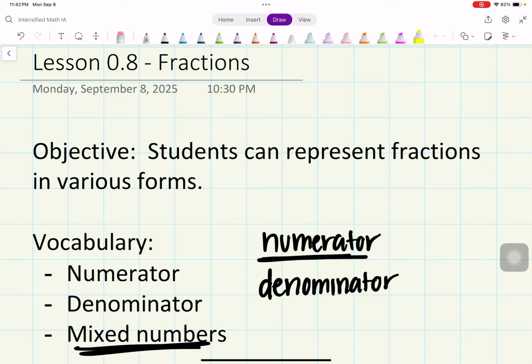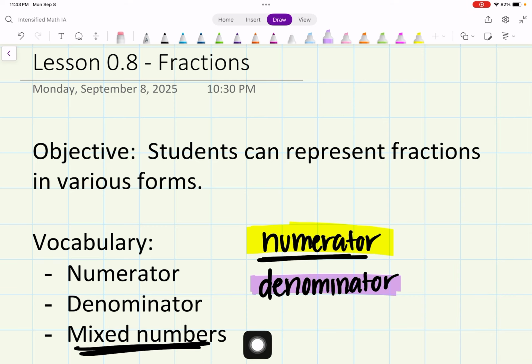Now, within the fraction itself, there are two main things. The top number is known as the numerator. The top number here is the numerator. The bottom number is the denominator, right? So just so you know, top is numerator, bottom is denominator.